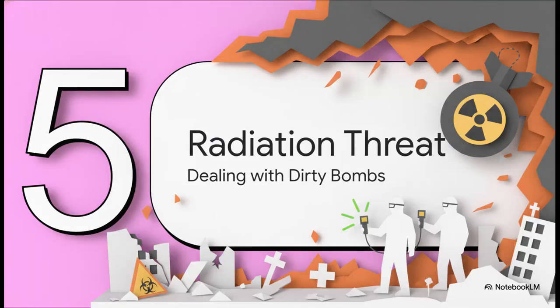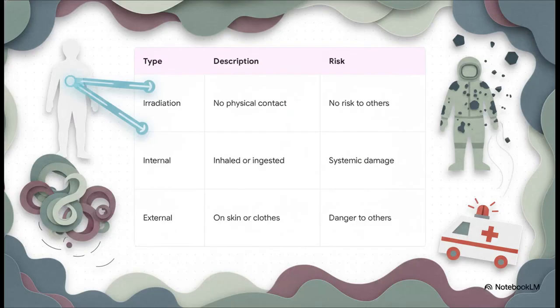Finally, part 5, the invisible radiation threat, dealing with dirty bombs. Now, we have to talk about the absolute most feared scenario in a mass casualty event, a disaster that combines thermal burns with a radioactive dirty bomb. What's absolutely crucial to understand here is the difference between mere exposure and actual contamination. See, external irradiation is just like getting an X-ray. There's no risk to others.